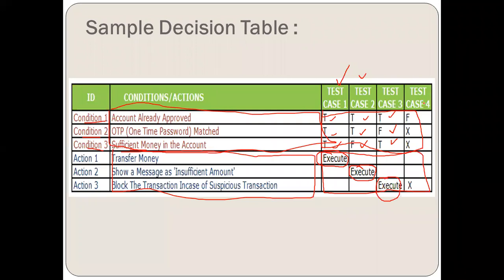And the last test case is defined as account has not been approved. So this is a completely suspicious transaction. So this is how the decision table is defined. I hope you have understood this particular decision table.